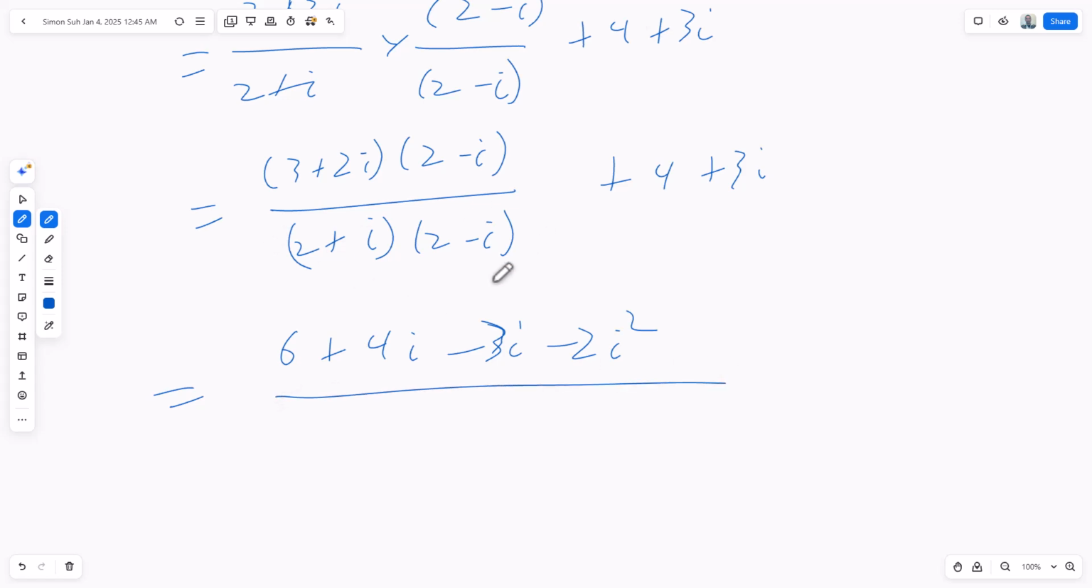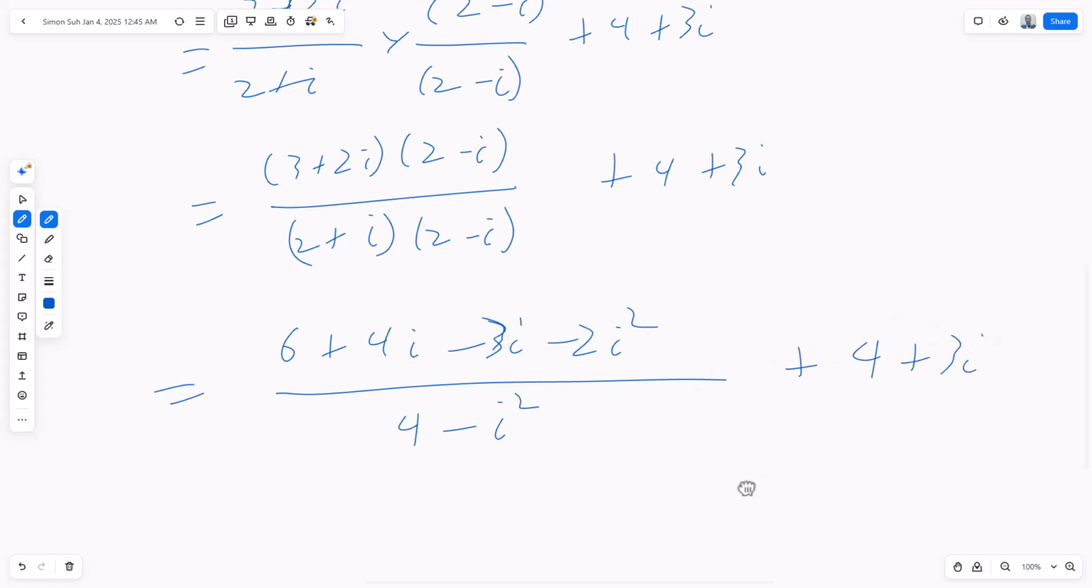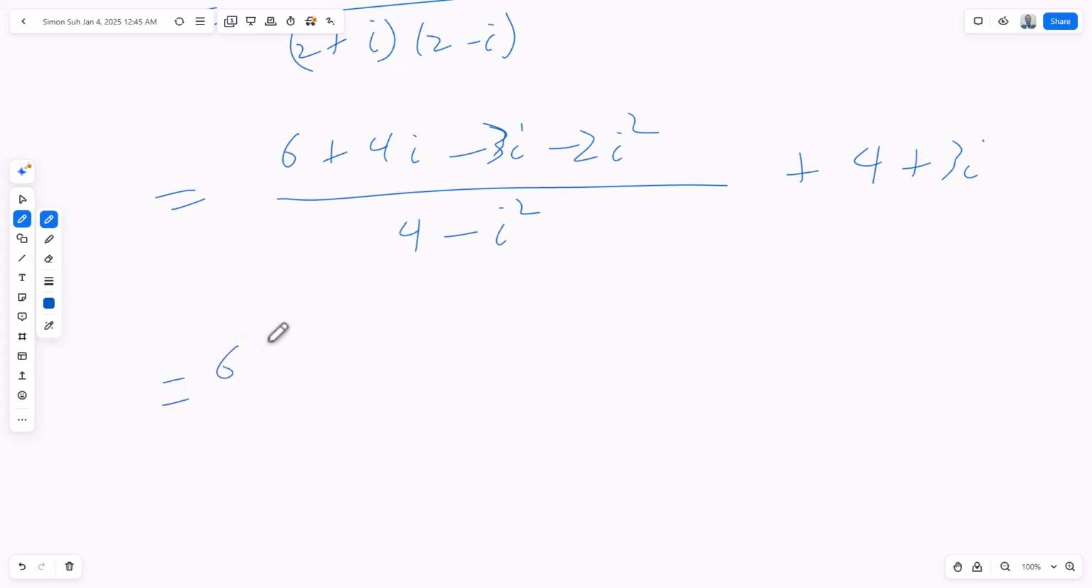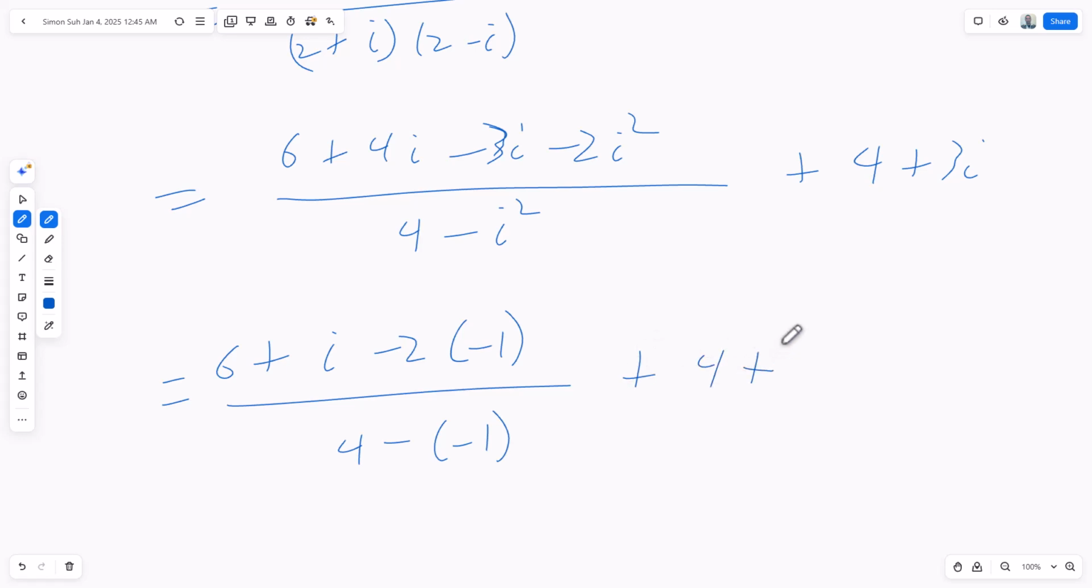On the bottom we have a difference of perfect squares. So we have the square of the first number, which is 4, minus the square of the second number, which is negative i squared. And that is equal to plus 4 plus 3i on the right side. On the next line we have 6 plus, now 4i minus 3i, that's just i. And then we have minus 2i squared, so that's minus 2, and i squared is negative 1, so we can replace i squared by negative 1. On the bottom we have 4 minus i squared, and once again i squared is minus 1, so we replace i squared by minus 1. And then that's the denominator, and then we have that plus 4 plus 3i.